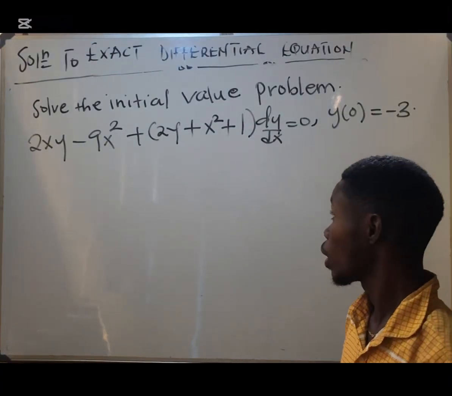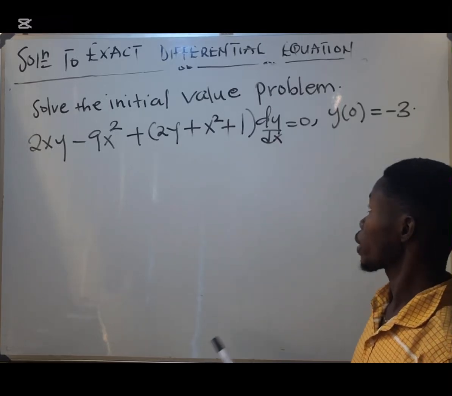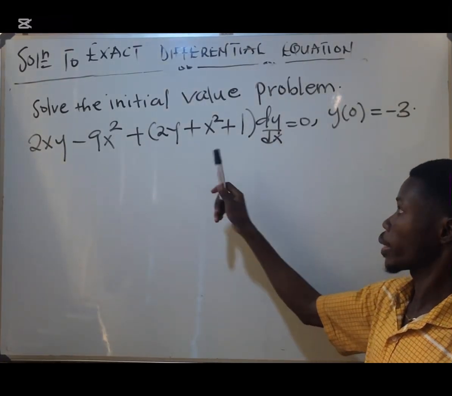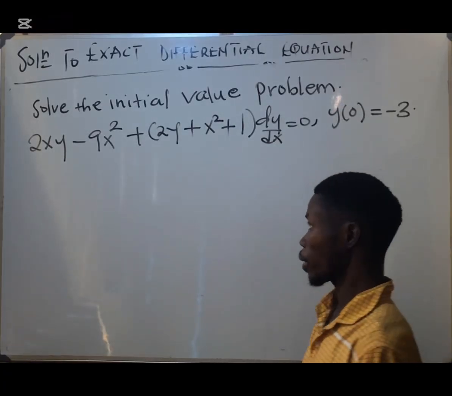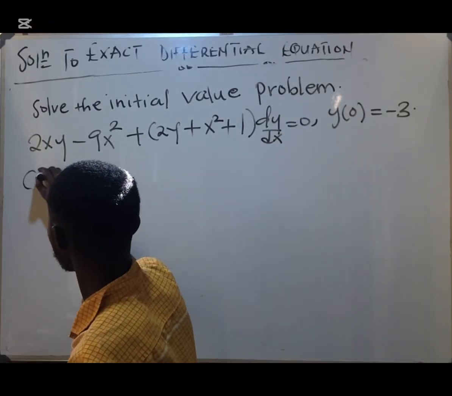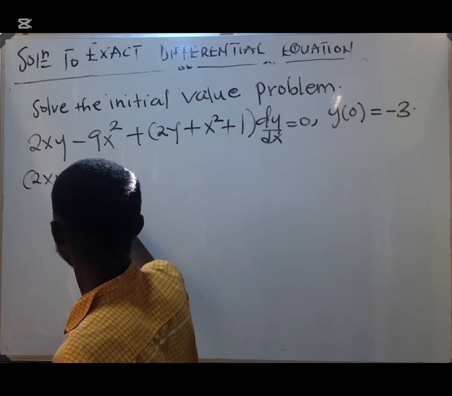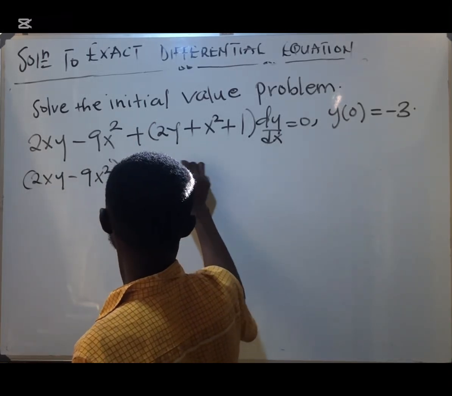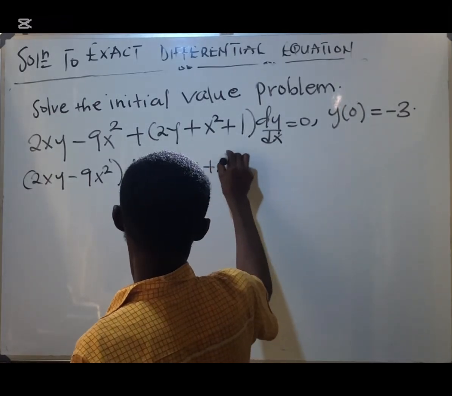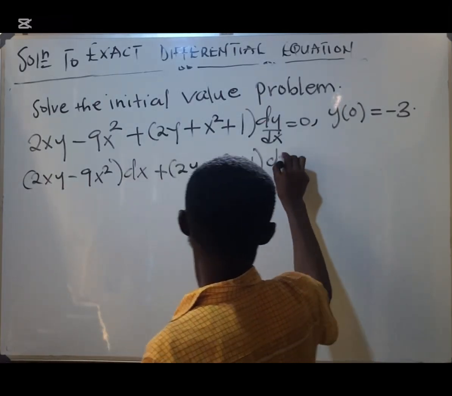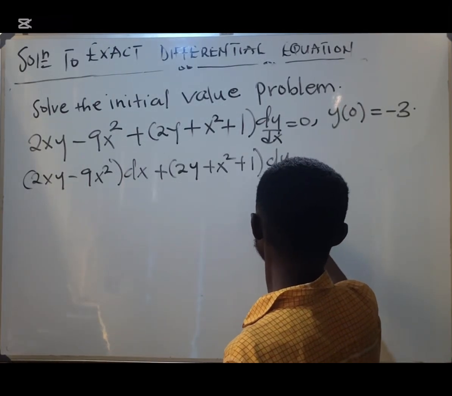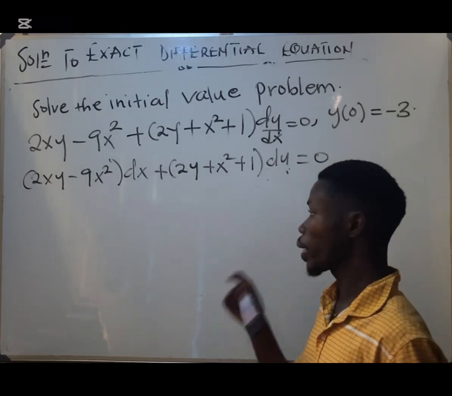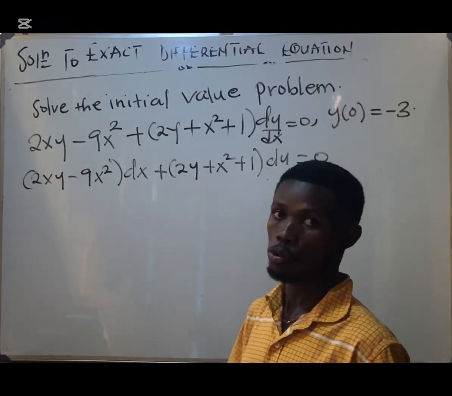Alright, so first thing you have to check is whether it's exact. But before you do that, you have to multiply through by the dx. When I multiply through, I'm going to have 2xy minus 9x squared dx plus 2y plus x squared plus 1 dy equals 0. We said that the one that is attached to the dx will always go for the M.